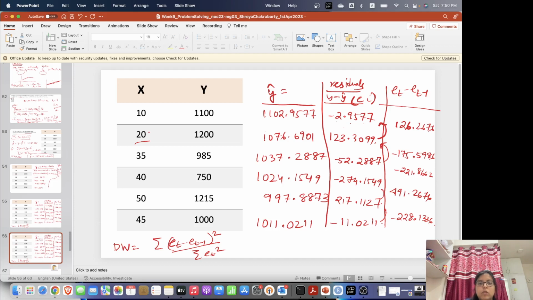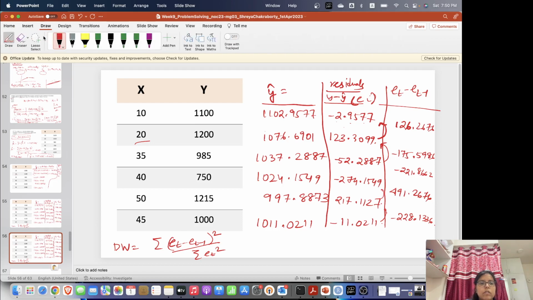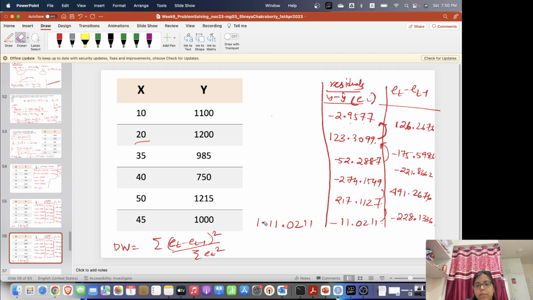Okay, so here now we have these values. We already have the residuals, et and et minus 1. So from this one we would get the et square, which will be minus 2.9577 whole square.